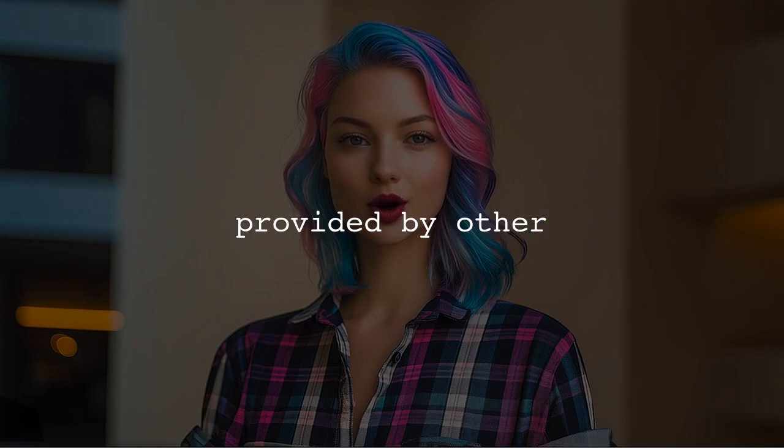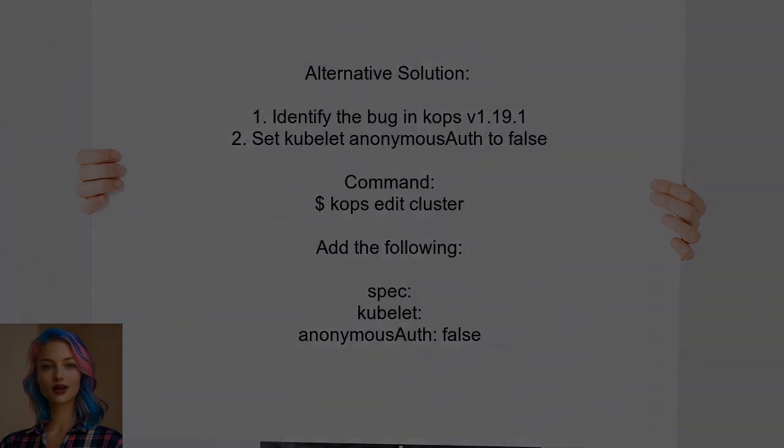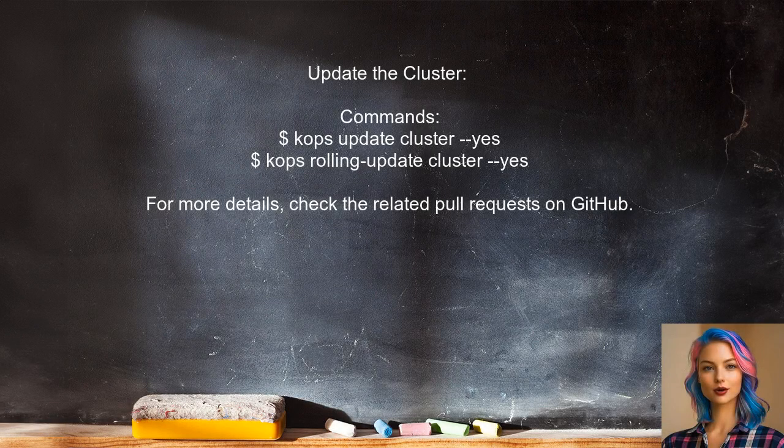Now let's look at the answers provided by other users. An alternative solution comes from a user who experienced the same error due to a specific setup with kops. They found that the issue stemmed from a bug in kops version 1.19.1. To resolve this, they recommend explicitly setting the kubelet anonymous auth configuration to false. After editing the cluster configuration, the user suggests updating the cluster with the commands kops update cluster and kops rolling-update cluster, both followed by the yes flag to apply the changes.